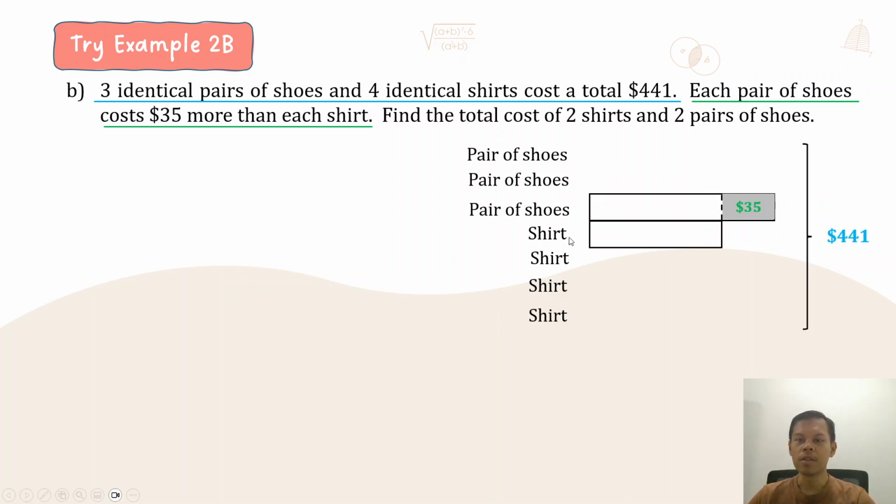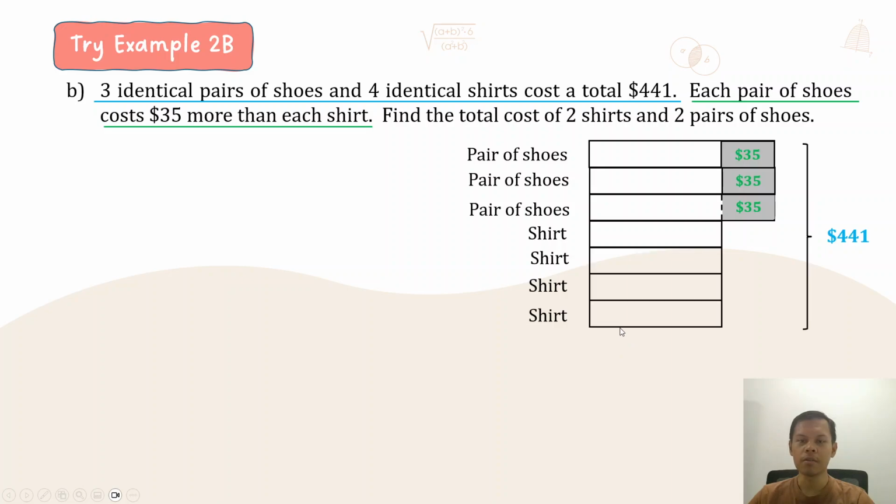So we just do the same thing for the rest of the drawing here. Your model drawing should look similar to this. Remember to include the $35 as additional here. Now we can see that everything has equal parts plus the additional $35 for all the shoes. So now we can find the 1 unit for each of these. But the question asks you to find the total of 2 shirts and 2 pairs of shoes.